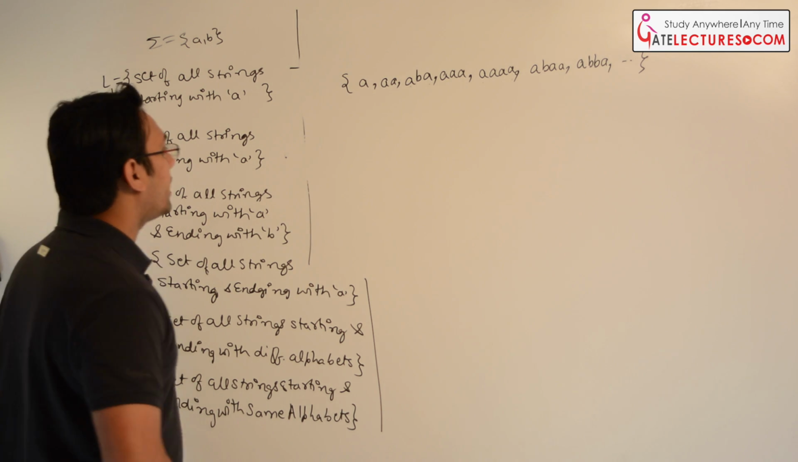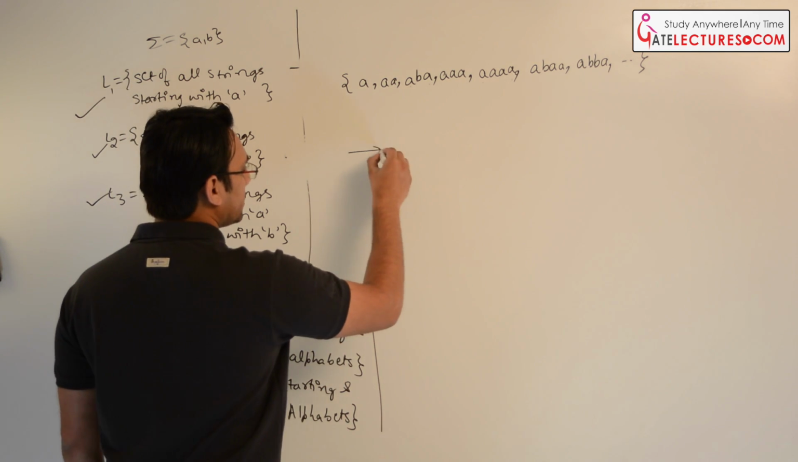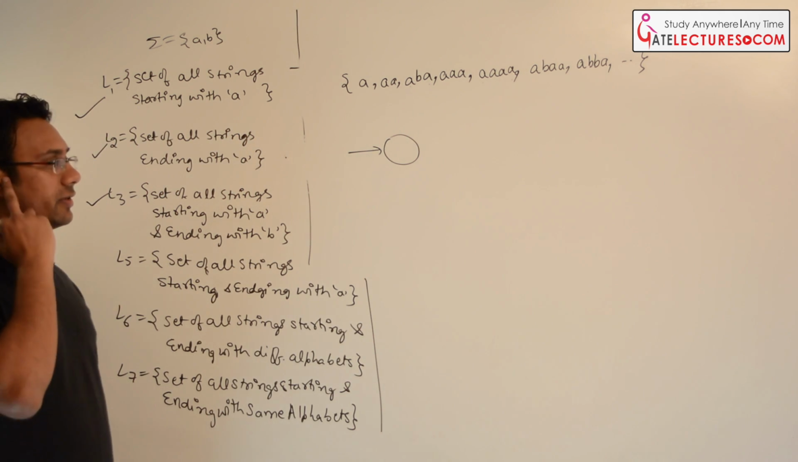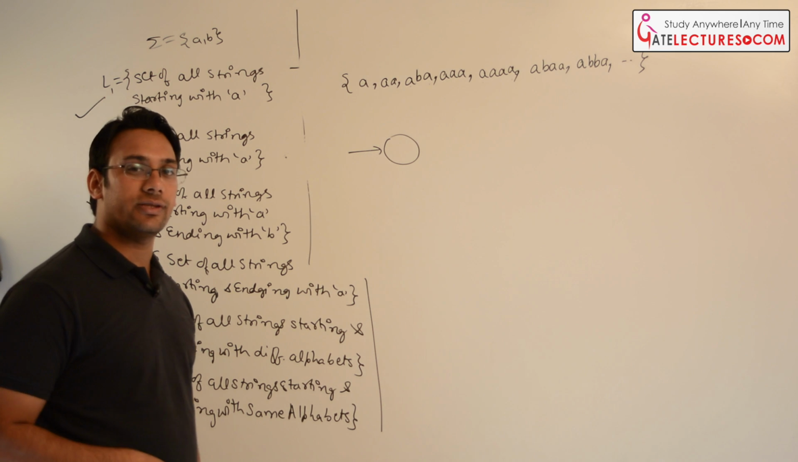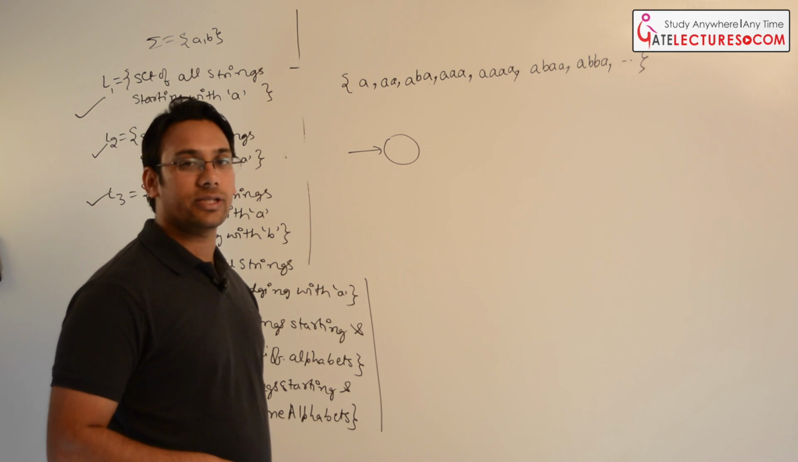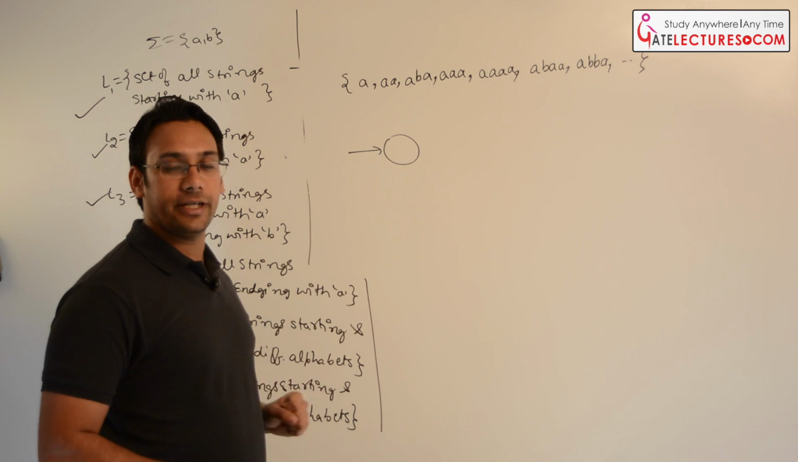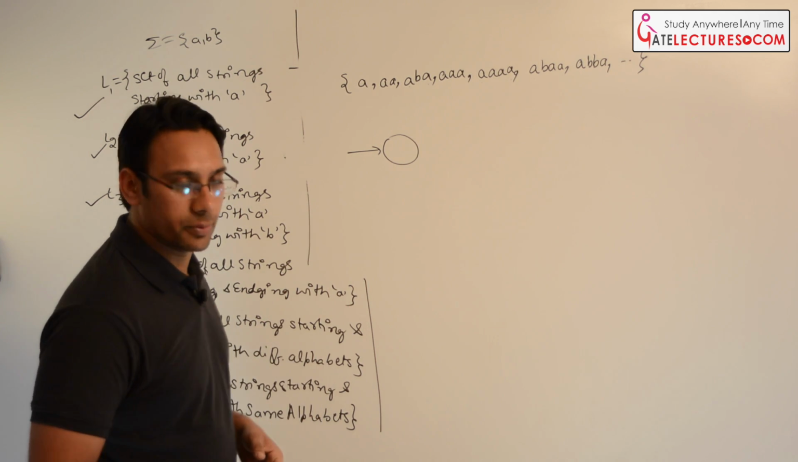Fine. For this finite automata, let us say, initially we are looking at DFA. In finite automata, we have two types. One is deterministic finite automata. Next one is non-deterministic finite automata. Initially, we are just working on deterministic finite automata. Then we will go to the non-deterministic part.